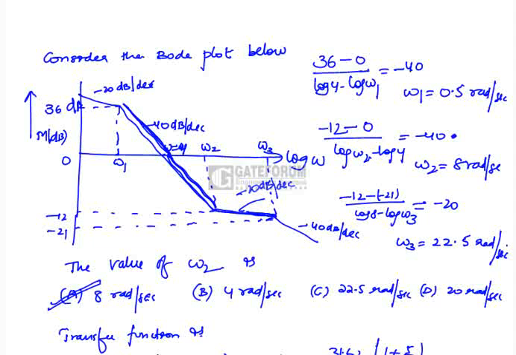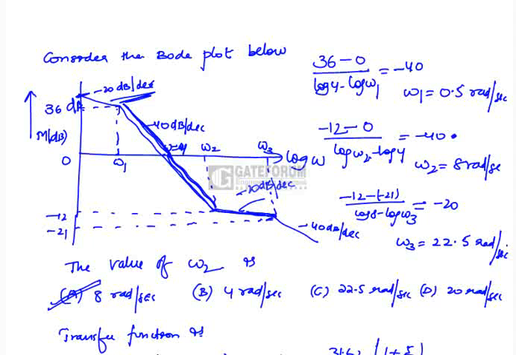Now what is the transfer function here? K times of, we don't know the magnitude of K right now, because we don't know the initial magnitude present at that point. Up to this point we know it as 36 dB. Now what is the transfer function we have at omega 1 equal to 0.5? That means the initial slope is minus 20 dB per decade. That means you have a pole at origin. If you have a pole at 0, it will be minus 20 dB per decade. That is the initial slope of the plot.